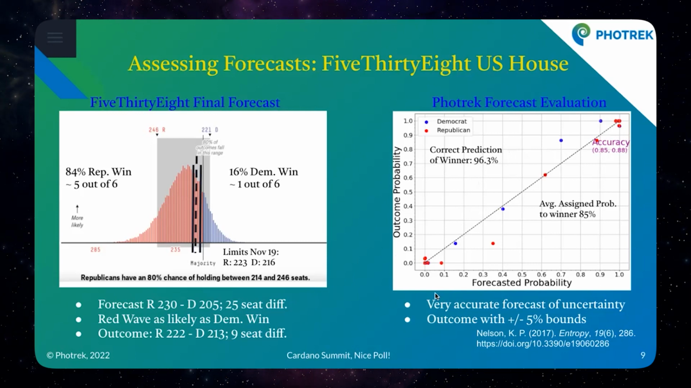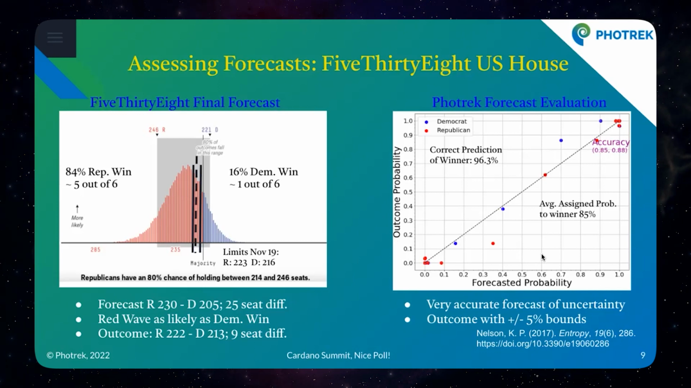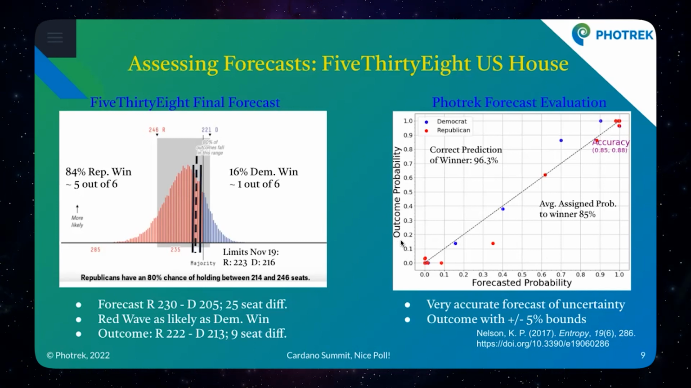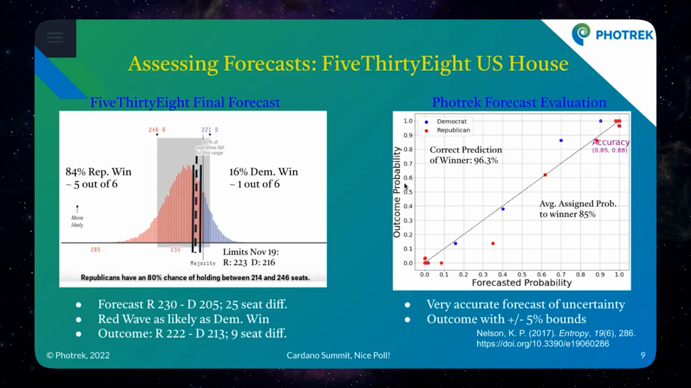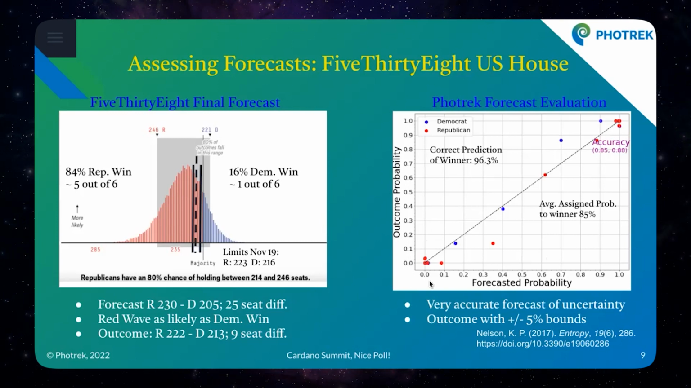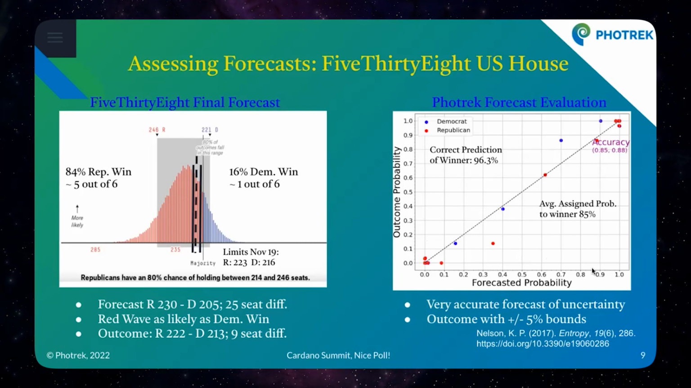For each seat, they assigned a probability that someone would win. On this chart on the right here, we show the actual ratio of outcome probabilities. I'll come back to what that means in a moment. And then on the x-axis here, we show the forecasted probabilities.